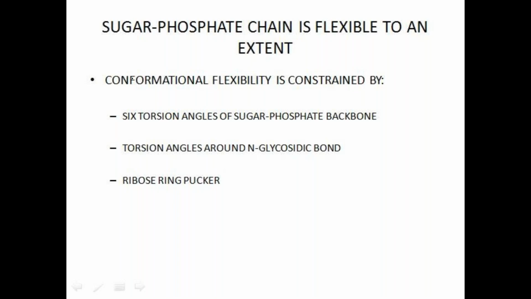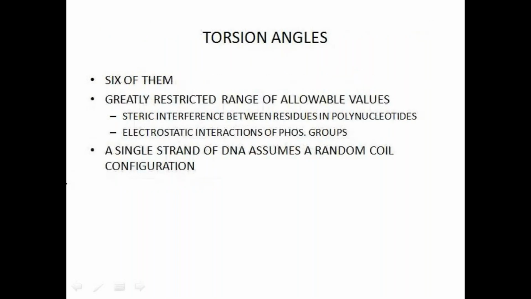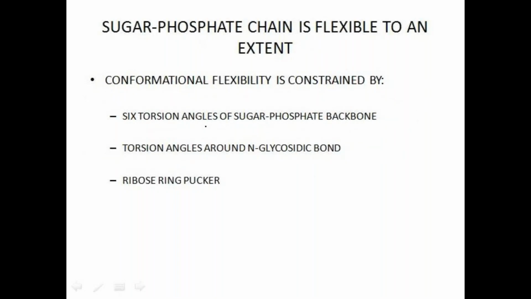Understood, ma? These are the angles, ma, at the sugar phosphate backbone. Here 6 torsion angles are mainly present, and at the position of the N-glycosidic bond torsion angles are present, and in the ribose ring puckering also torsion angles are present. You have to remember only these, ma. You don't need the types of bonds that are changing the stability; that is not needed for you.